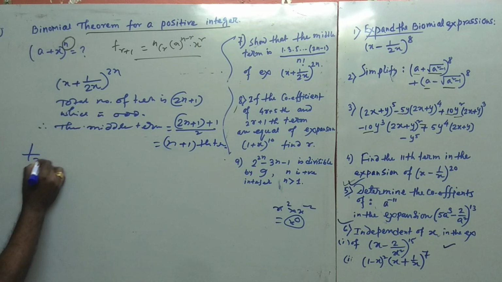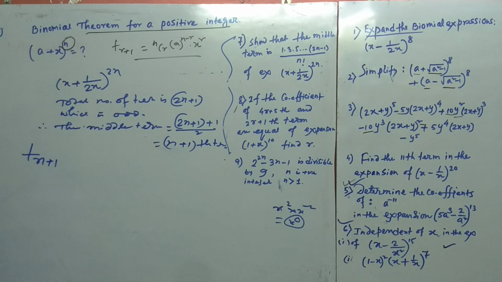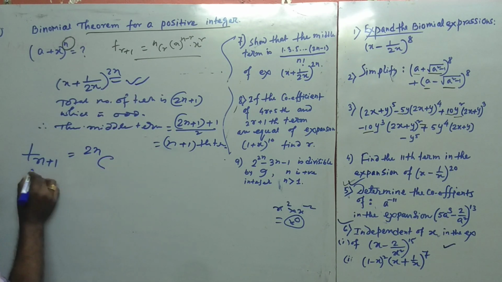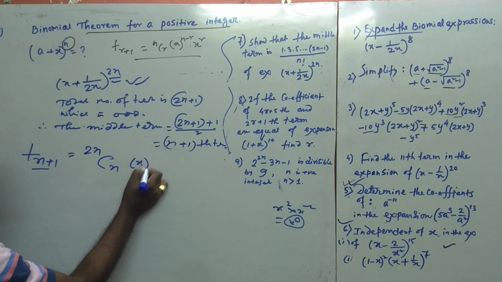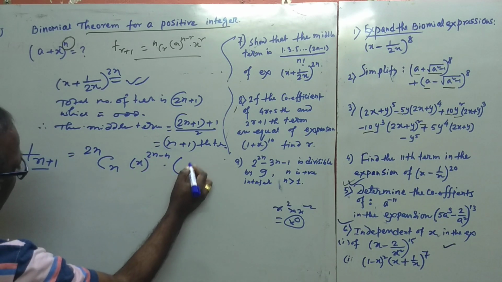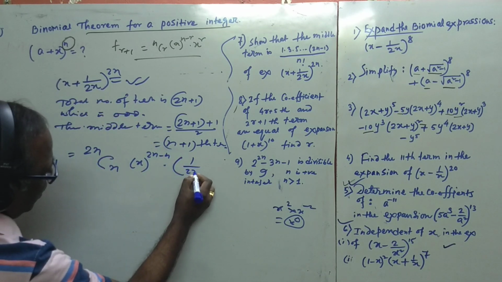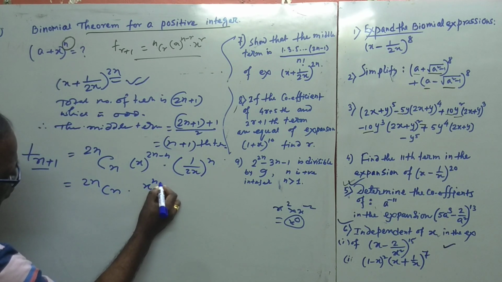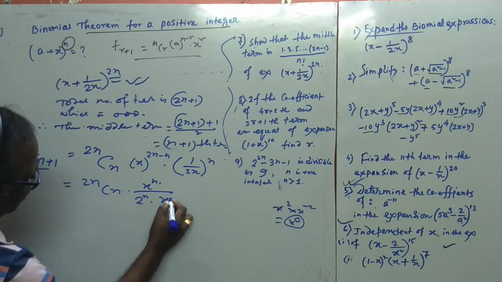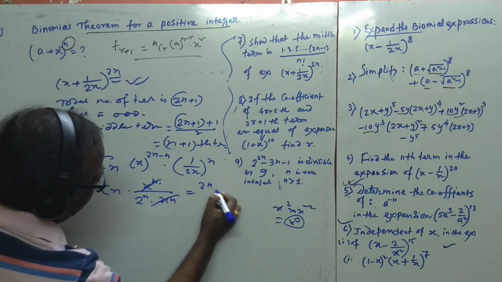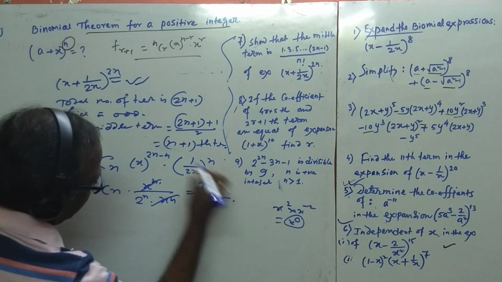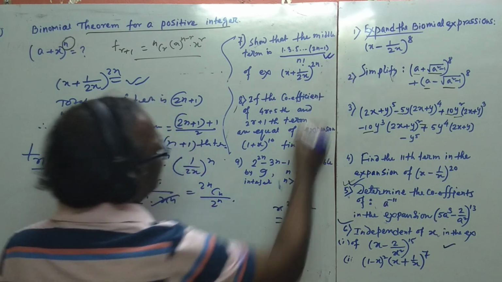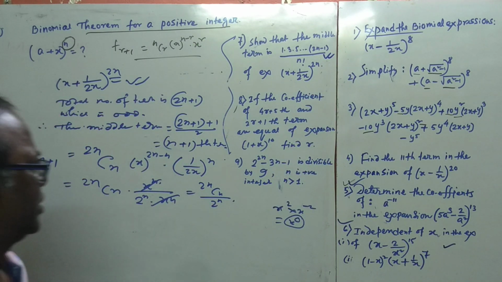And now find Tn plus 1. The expansion is this, so we always have 2nCn, x to the power 2n minus n, and now that is 1 by 2x to the power n. 2nCn, x to the power n, 2 to the power n, and x to the power n. That is 2nCn by 2 to the power n. This is the answer.